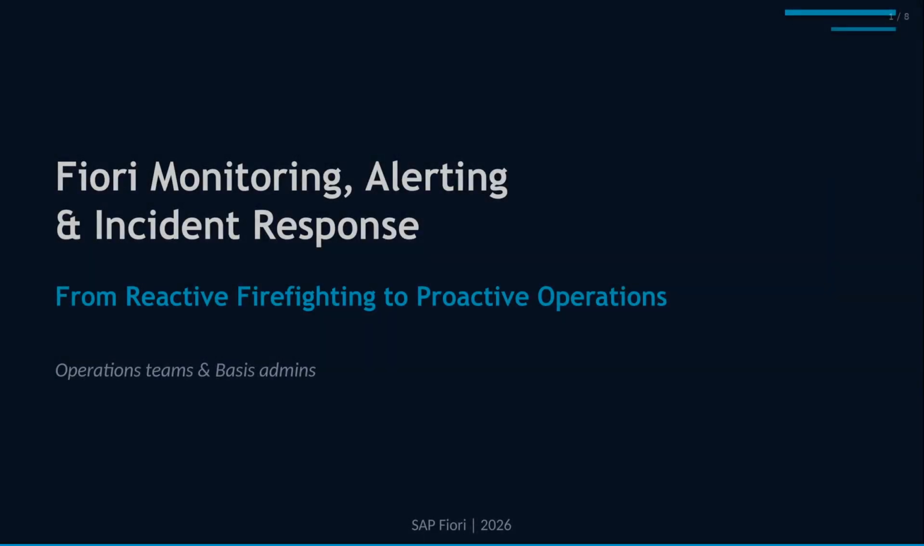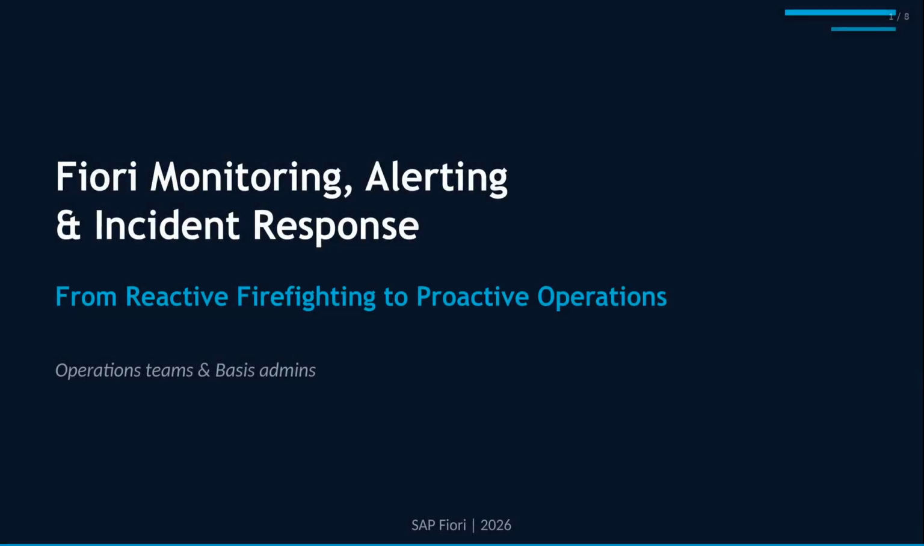Picture this. It is Monday morning, and hundreds of warehouse workers open their Fiori apps to start the day, but the launchpad hangs, tiles show service unavailable, and the help desk phone starts ringing off the hook. You spend hours hunting through logs before you even know which gateway is failing. That reactive scramble is exactly what we are going to replace today.